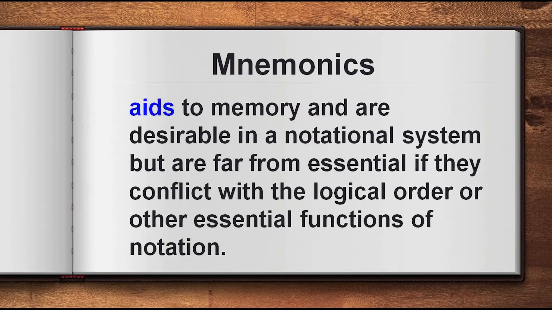Mnemonics. Some of you may have problems remembering things. To keep them in memory, we use some codes or acronyms, which don't have any logic at all. For example, to remember the colors of the rainbow, we use VIBGYOR. So mnemonics are aids to memory and are desirable in a notational system, but are far from essential if they conflict with the logical order or other essential functions of notation.